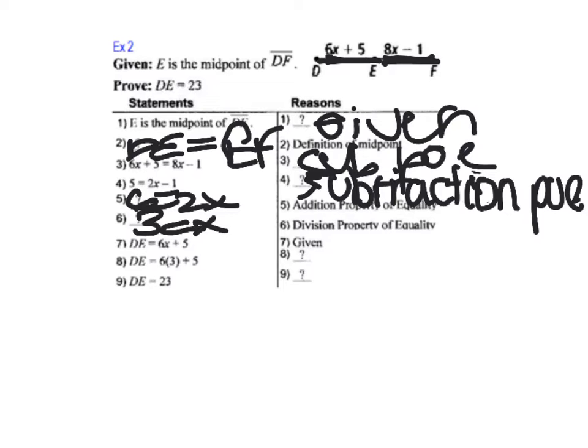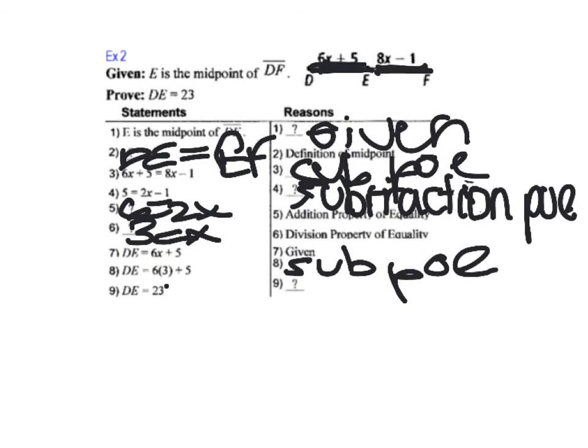Now you're just going to state the equation that will give you DE equals 23, and that one would be DE equals 6x plus 5, which you already knew that DE equaled over there. So then the reason for that would be given because it was given in the picture. Now you just want to plug in your 3 that you found previously. So whenever you plug something in, it's going to be because of the substitution property of equality. In this case, sometimes it will be congruence when we're talking about lengths and not actual numbers, but in this case, since we're talking about numbers, it's going to be property of equality.